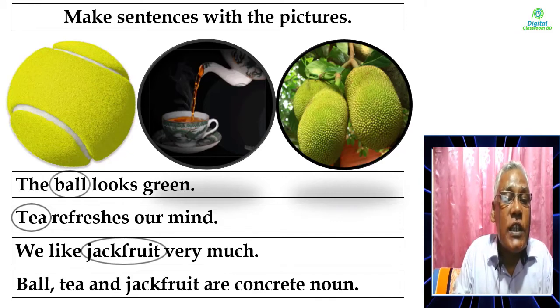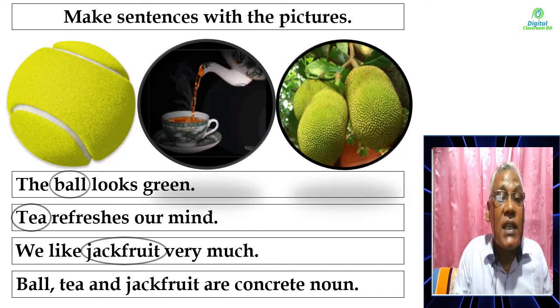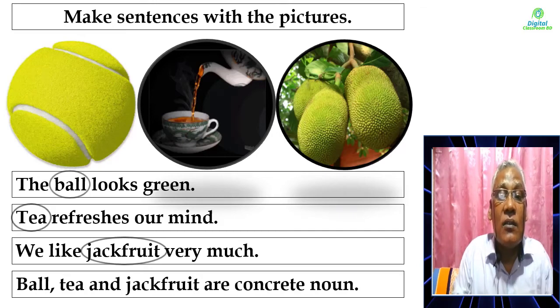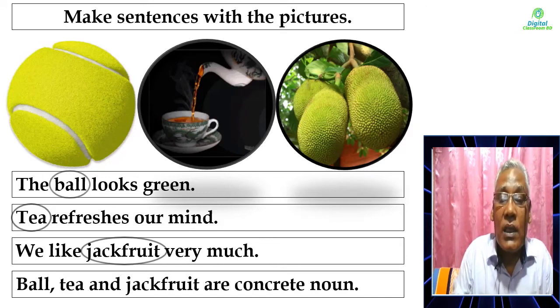Ball, tea, and jackfruit are concrete nouns, because we can see them, we can catch them, or we can toss them. Am I right? Yes, we can see a ball, we can toss a ball, we can catch a ball. Tea is also visible, and we can taste it. Jackfruit, also, we can toss it or catch hold of it, we can see it. So what kind of nouns are these? These are all concrete nouns.